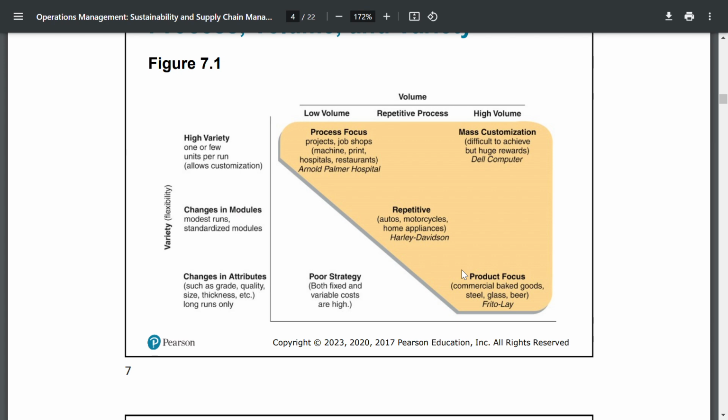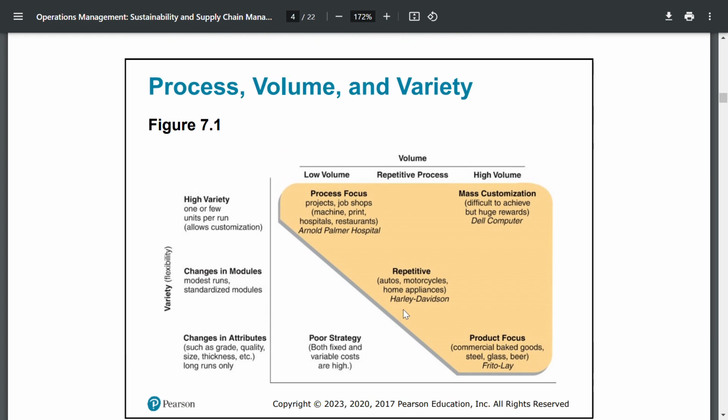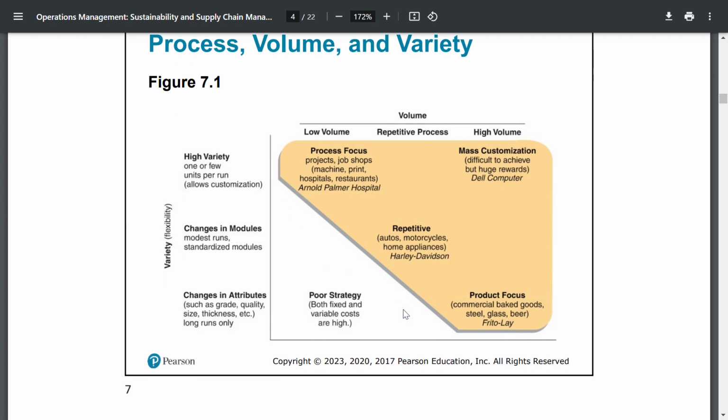So this is the product focus. And then we have steel, glass, beer. These are all examples of product focus. And these are the main process strategies that we are talking about and focusing on.